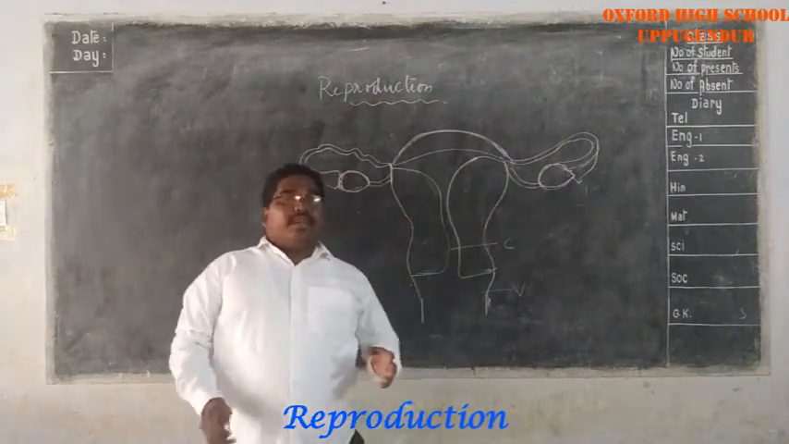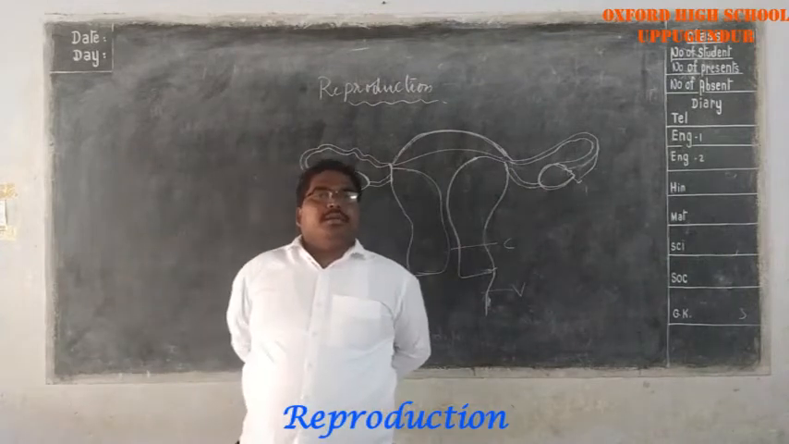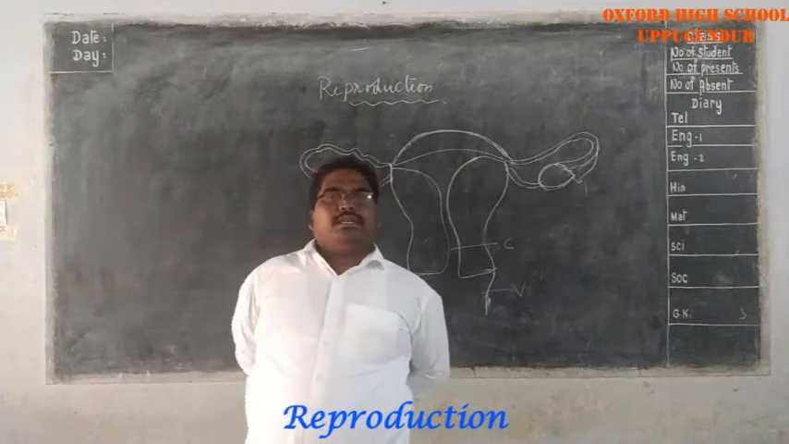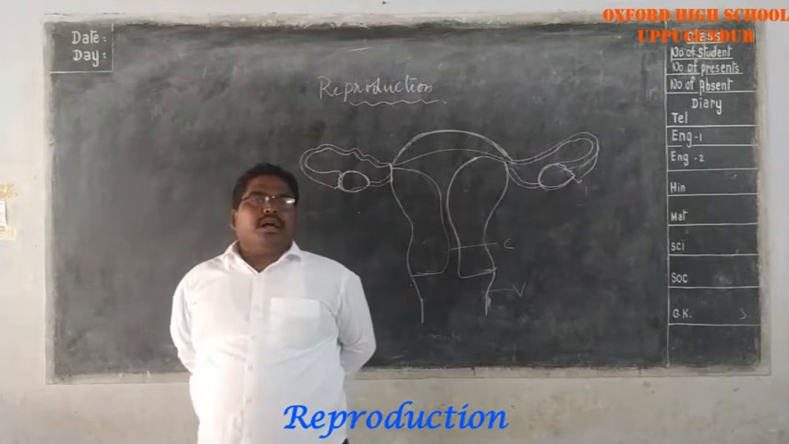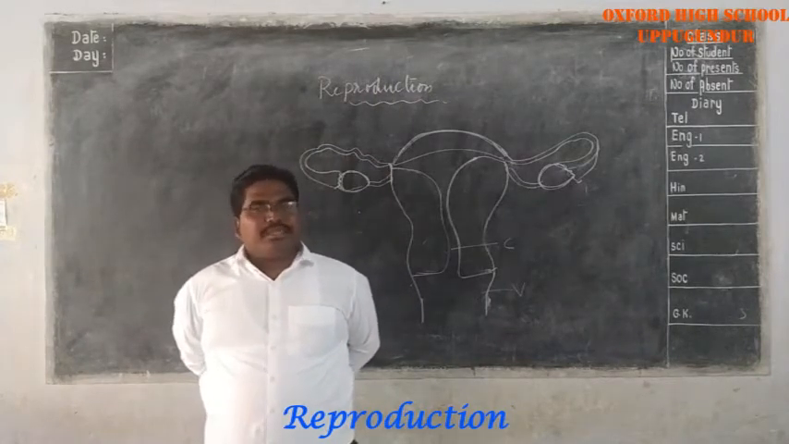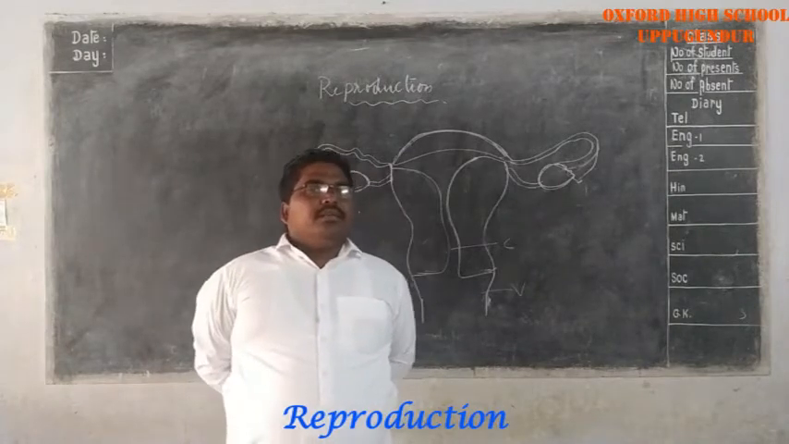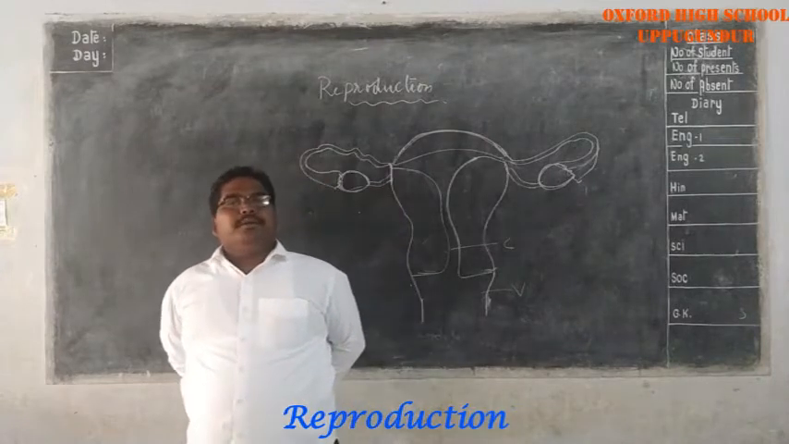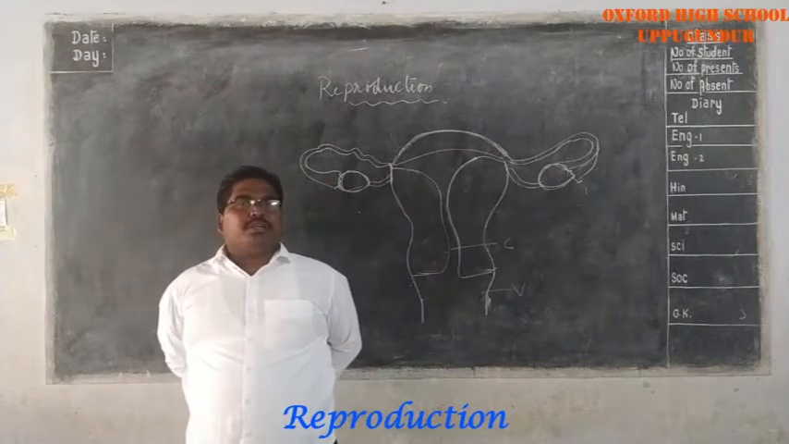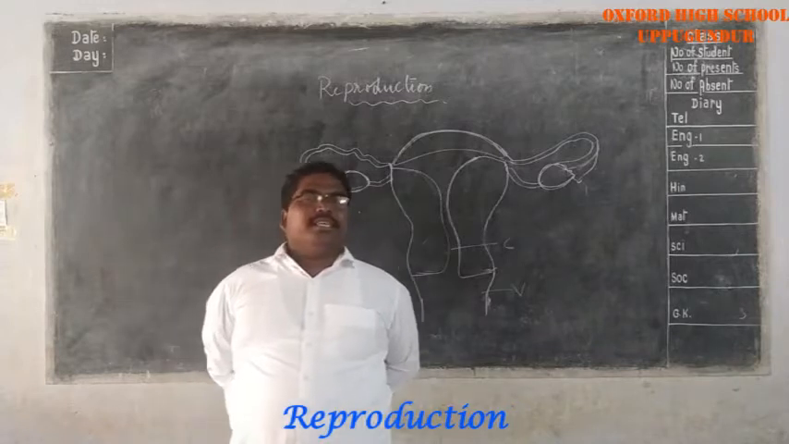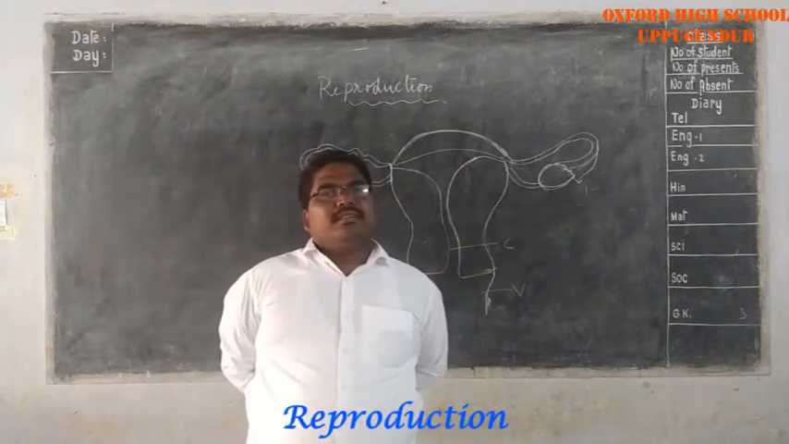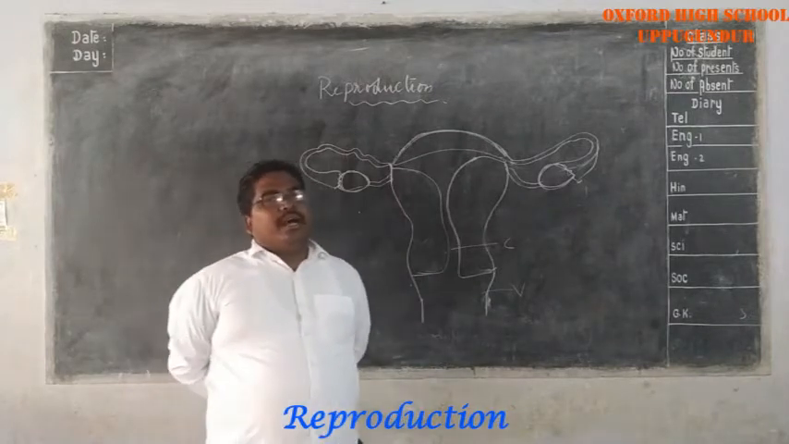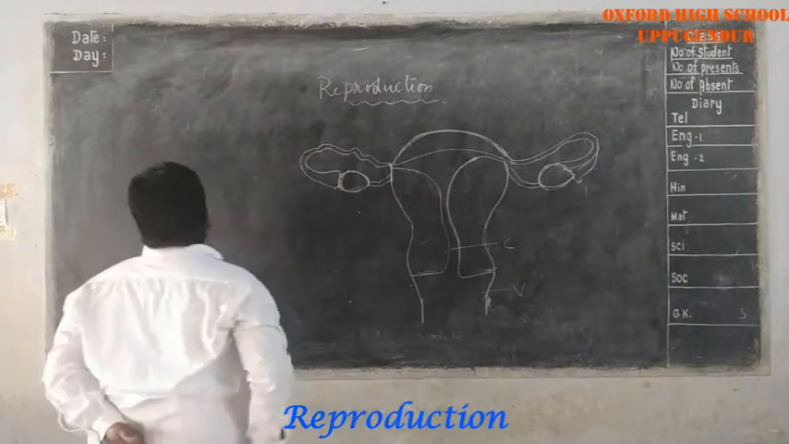We have discussed different types of modes of reproduction in different organisms: sexual reproduction, asexual reproduction, spore formation, Rhizopus, everything we have completed. In the previous class, we discussed the male reproductive system, the different parts present in it and their functions, and the structure of the sperm. Now, we enter into the female reproductive system.